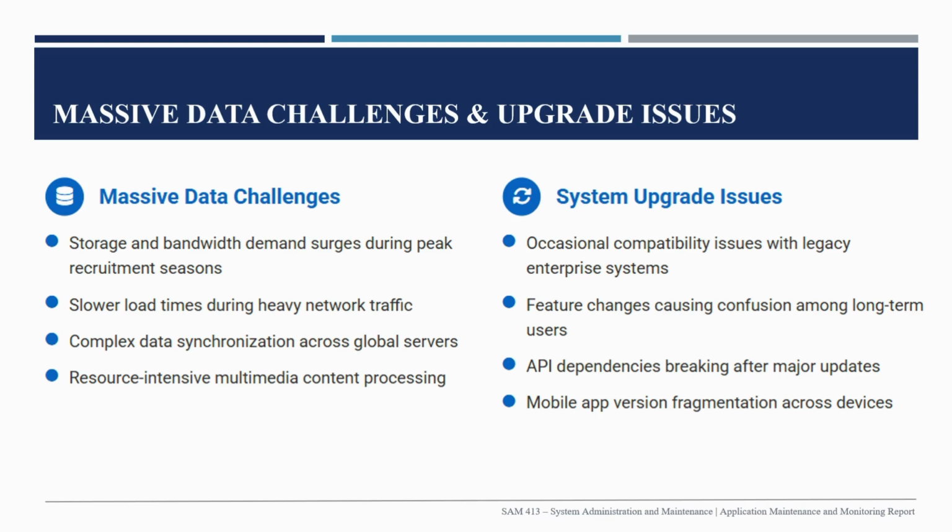Regarding system upgrade issues, even with careful planning, problems can occur. Performance degradation sometimes follows major upgrades as unexpected bottlenecks emerge under real-world load. Dependency conflicts between microservices can cause cascading failures. Database migrations are particularly risky. Moving or restructuring data while maintaining service availability requires meticulous planning.